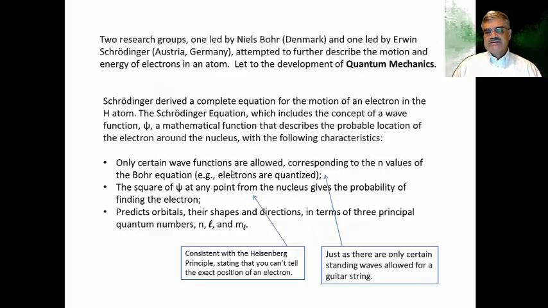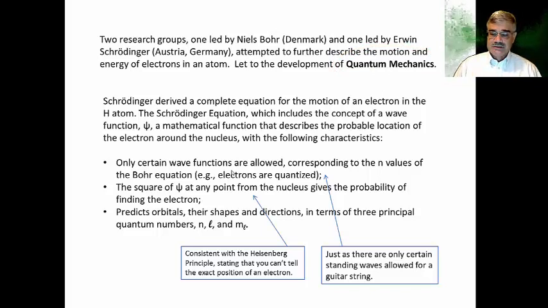Now, with that as a backdrop, two research groups, one led by Niels Bohr from Denmark and the other led by Erwin Schrödinger in Austria and then in Germany, attempted to further describe the motion of electrons in an atom, leading to this theory of quantum mechanics. Now, Schrödinger derived a complete equation for the motion of an electron in the hydrogen atom. It's called the Schrödinger equation. It's one of the most famous equations.